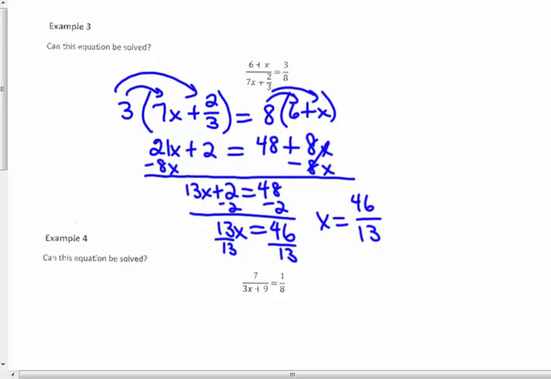And again, I'm checking this, and I did check it. It is the correct answer. I know it's 46/13. Not such an easy check because of those rational numbers, so I'm not going to use the time on the video to show you that check, but it does check. So the next example, example 4.